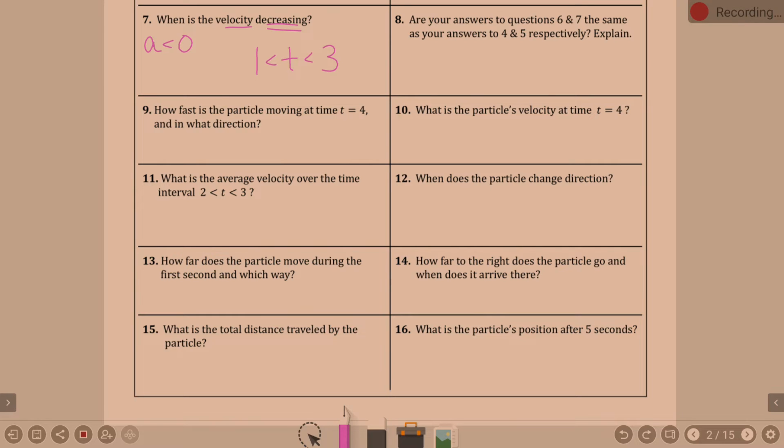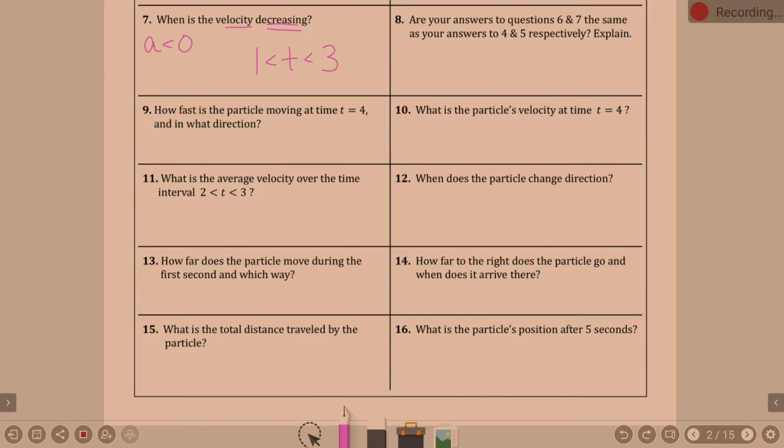Number 8. And again, look in your book notes. Are your answers to question 6 and 7 the same as your answers to 4 and 5, respectively? Explain. So first of all, are they the same? No. 4 and 6 do not match up, and 5 and 7 do not match up, right? Is that what they mean? I think so, because speeding up, increasing, yes.